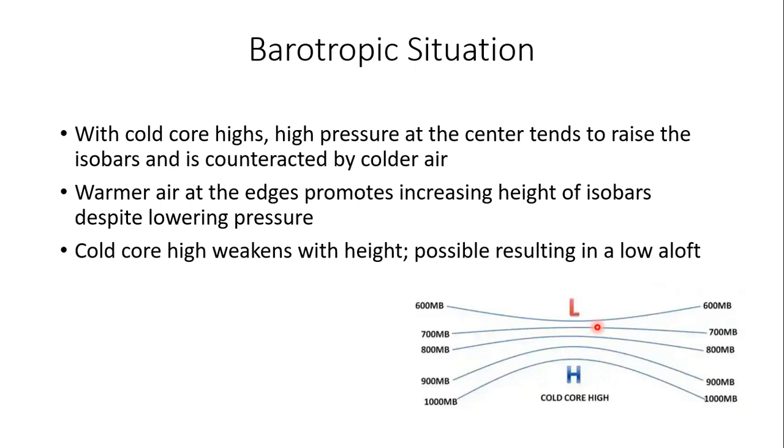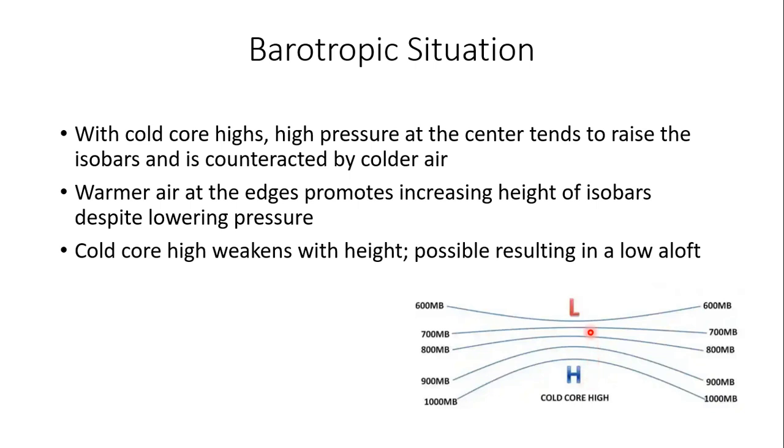Generally, the upper level heights tend to lower, believe it or not, with height, with altitude in the atmosphere above a cold core high. So it's a very shallow system. Usually it's associated with very dense, shallow, cold air. And the higher aloft you go, generally you see lower heights right directly above it. In fact, to the point where you get this red L, an upper level low in the vertical position over a cold core high.